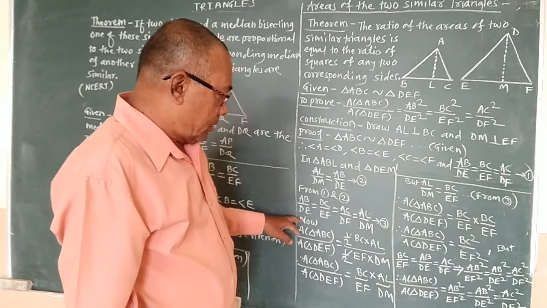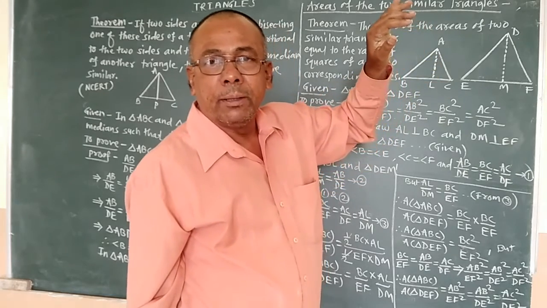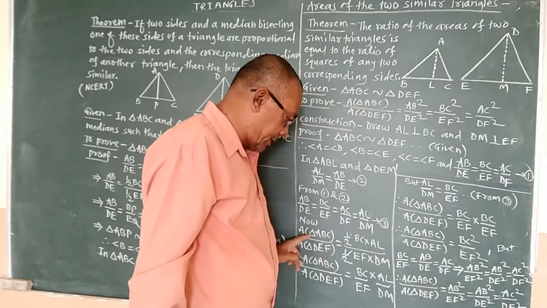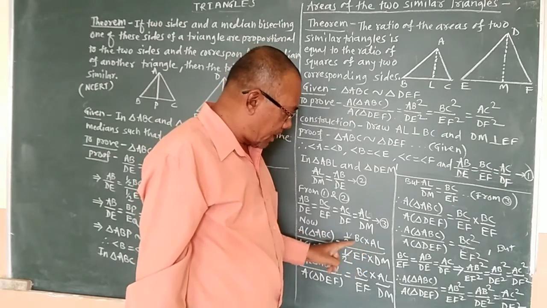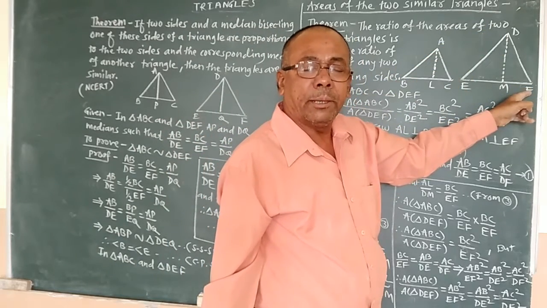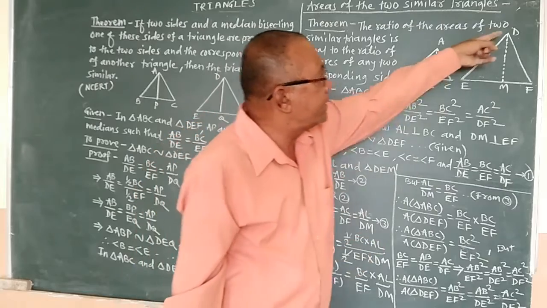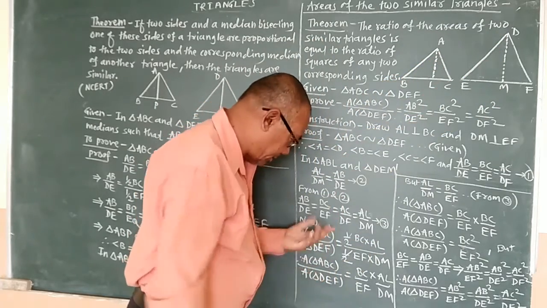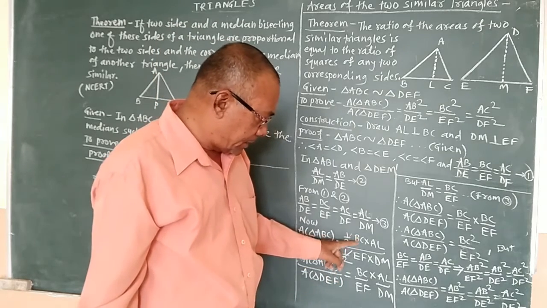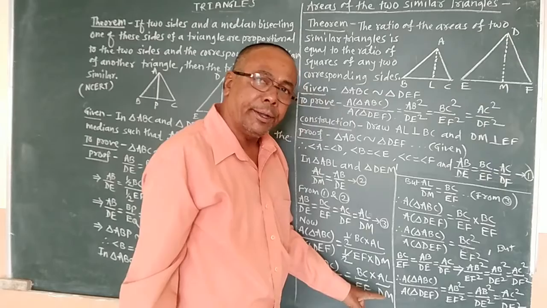Now we know that the area of triangle ABC is equal to 1/2 base into height. Base is BC, height is AL. So area of triangle ABC is equal to 1/2 BC into AL, divided by area of triangle DEF. Again we apply the same formula, 1/2 base into height: 1/2 into base EF into height DM. Here 1/2 gets cancelled, then we get area of triangle ABC divided by area of triangle DEF is equal to BC upon EF into AL upon DM, or BC into AL divided by EF into DM.